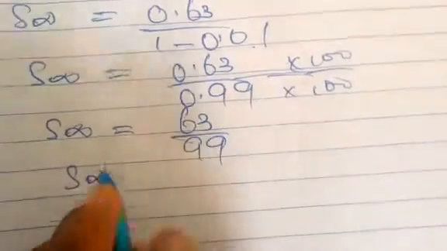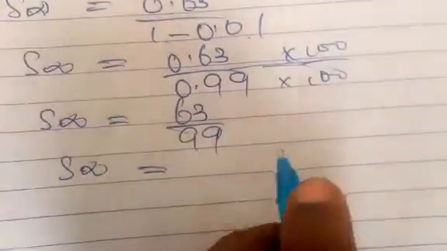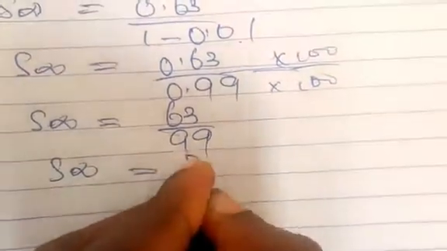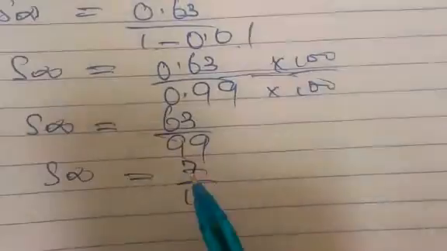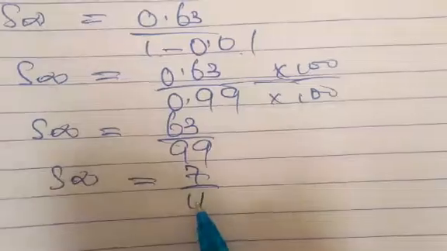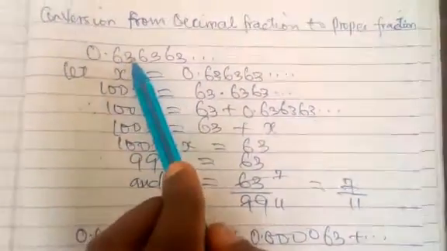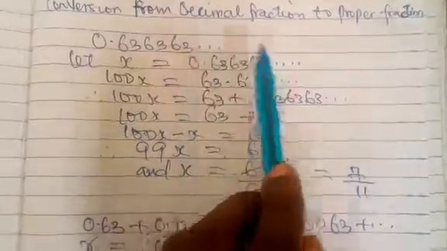Then we have here 7 over 11. We divide 7 by 11, we will obtain 0.636363 till infinity.